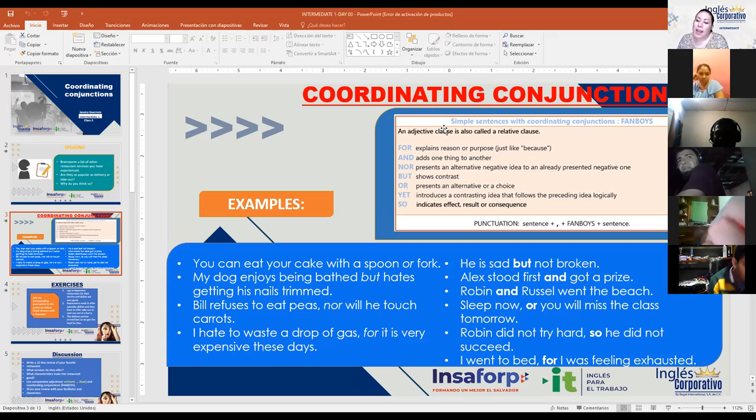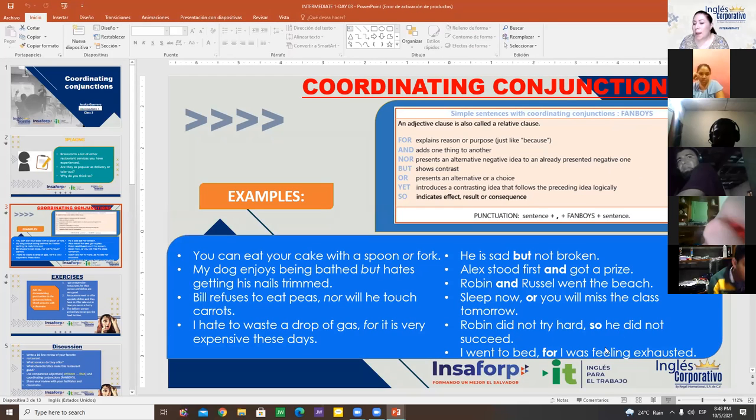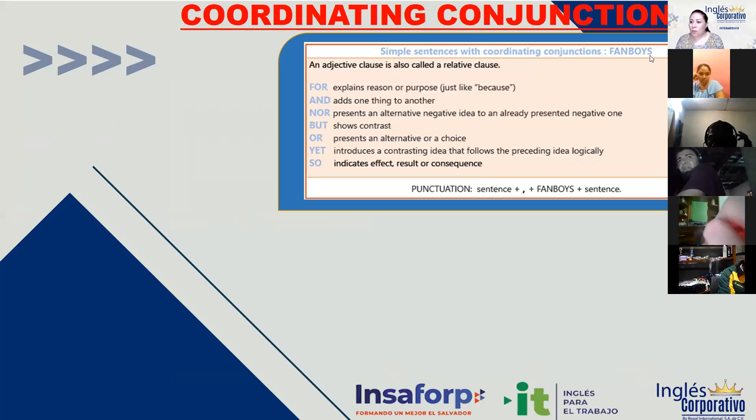Okay, so these are what we call coordinating conjunctions or fanboys. We call them fanboys. Why do we call them fanboys? Because the first letter of each word creates the word fanboys. Okay, so it's an easy way to remember.